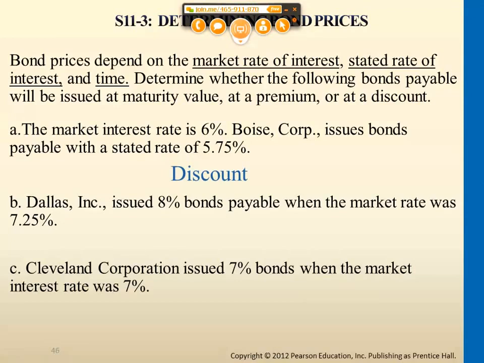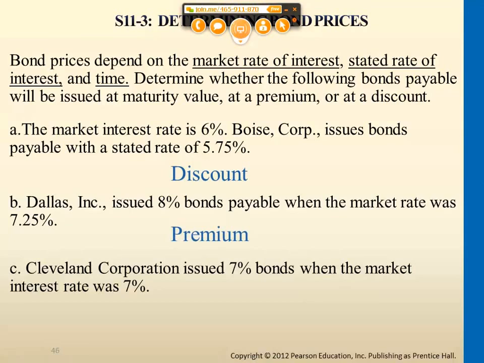The second case is the opposite of the first one, so it would be a premium, because the market rate is 7.25% and your company is able to offer an interest rate of 8%. From a creditor's perspective, they will want to lend money to a company where they can get more than, on average, what other companies in the industry offer.